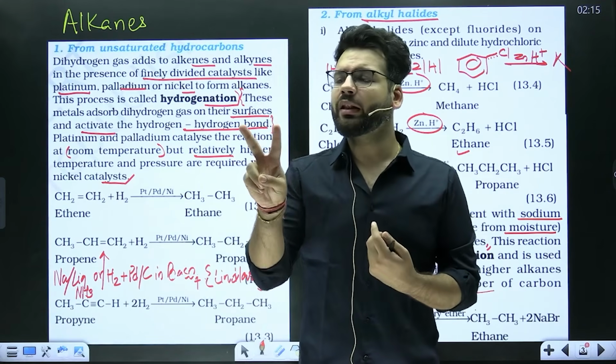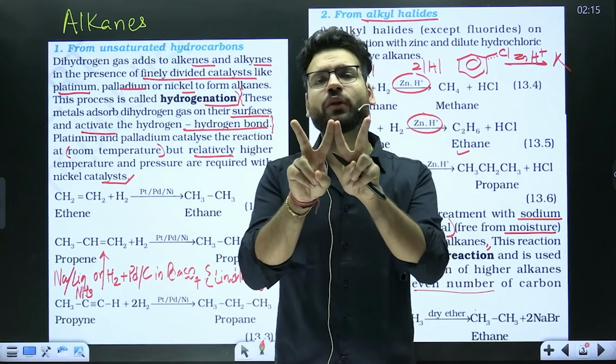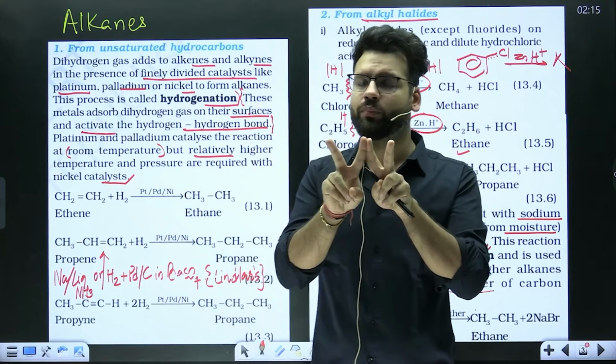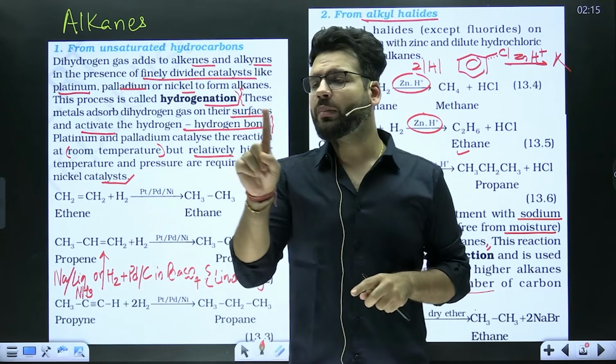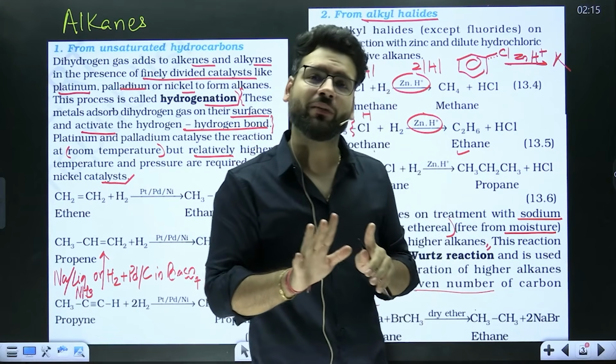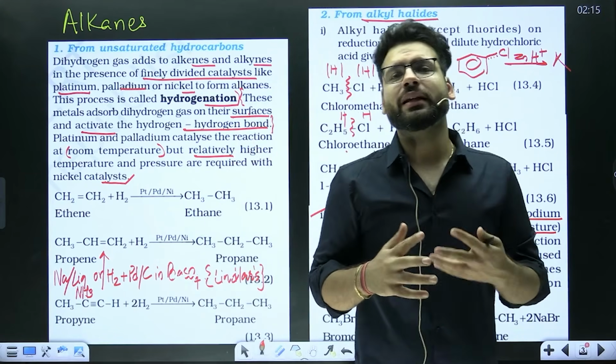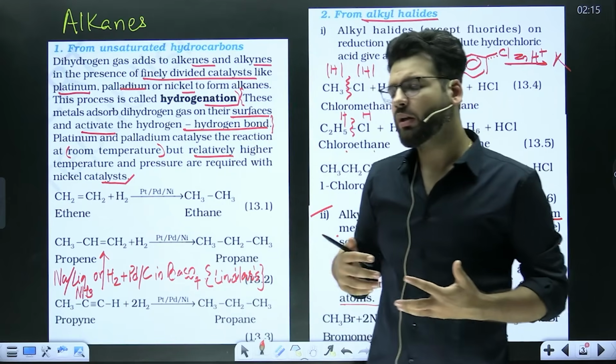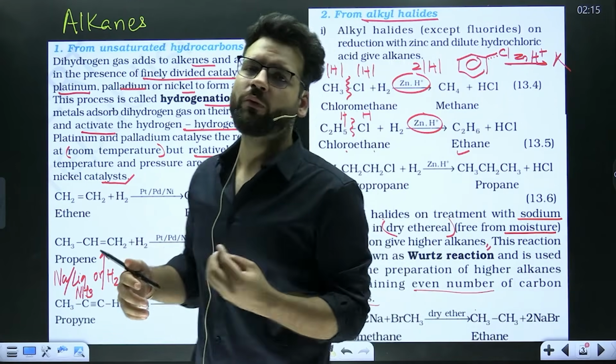So maybe an ethyl chloride may couple with itself to give a self product, butane. Butane will also be formed. Maybe a methyl chloride couples with another methyl chloride to give ethane. So ethane will also be formed here. That's the reason why propane preparation is not a good method from Wurtz reaction.